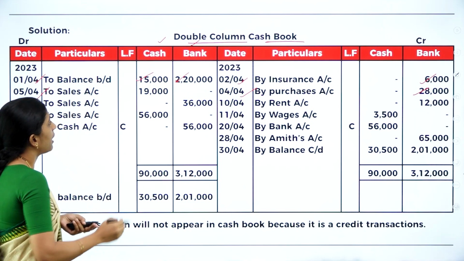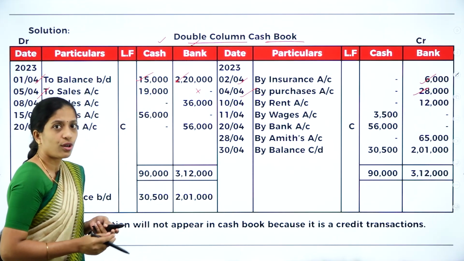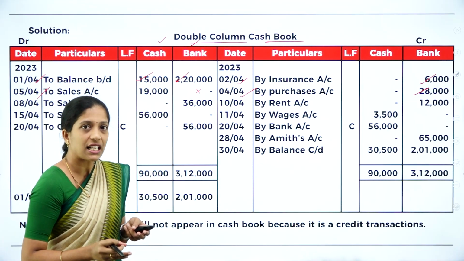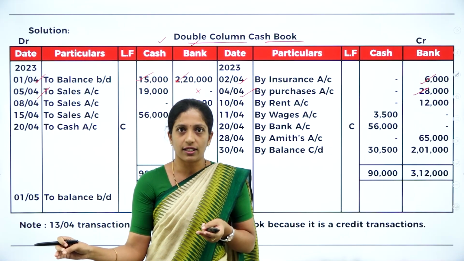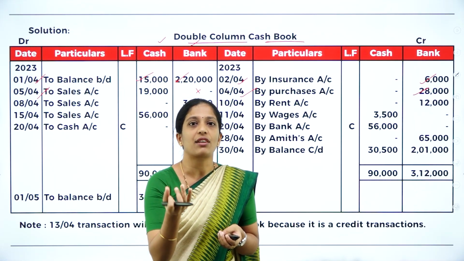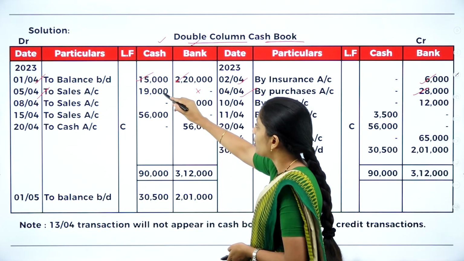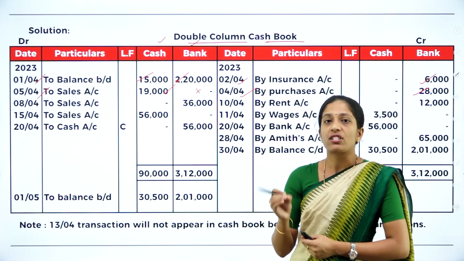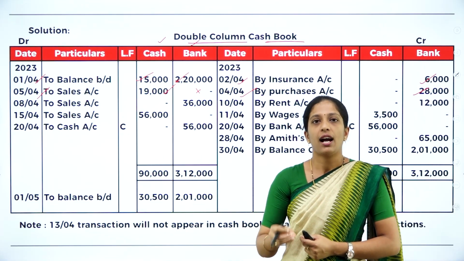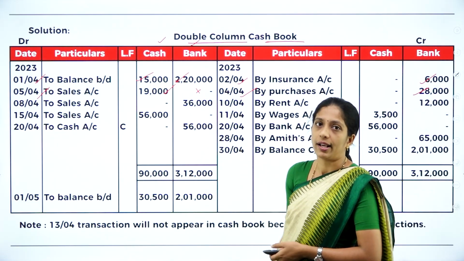5/4/2023 To Sales Account. We have received a cheque, but you will not write it in the bank column because it is not deposited on the same day. When we receive a cheque and it is not deposited on the same day, you have to assume that we have received that amount in cash. So to Sales, you write the amount in the cash column. Hope you are clear about it. Suppose the cheque is received and deposited on the same day, then you have to write the amount in the bank column.